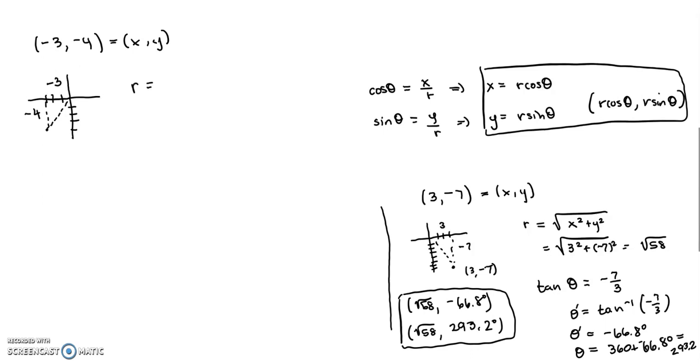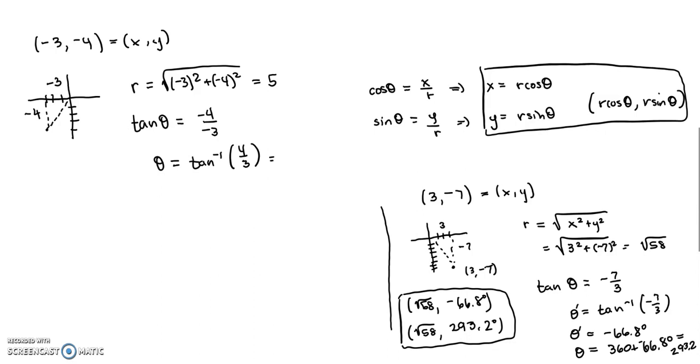Okay, so to find r, we're going to do Pythagorean theorem. So -3 squared, -4 squared. That's going to be 9 and 16, which is 25, and that's going to come out to be 5. Or you can just remember 3, 4, 5 triangle. So our radius is 5. And then to find theta, we're going to do tangent theta is equal to opposite over adjacent. So we're going to have -4 over -3 or 4/3. So we're going to do theta equals tangent inverse of 4/3. Okay, so when we put that in the calculator, we're going to get 53.1.